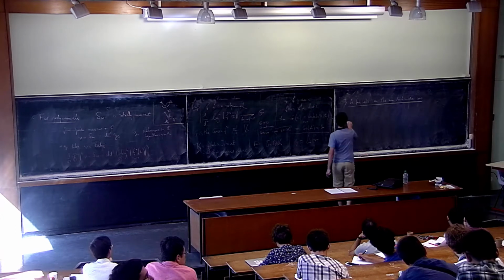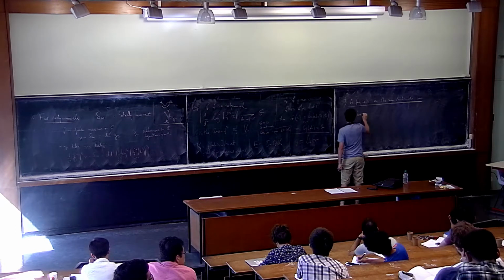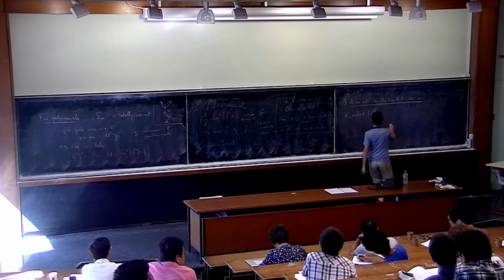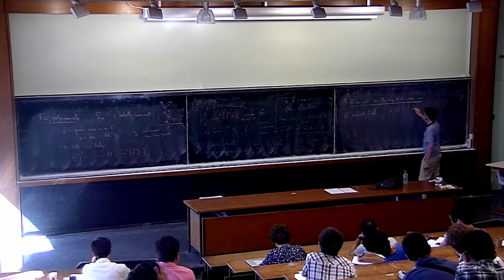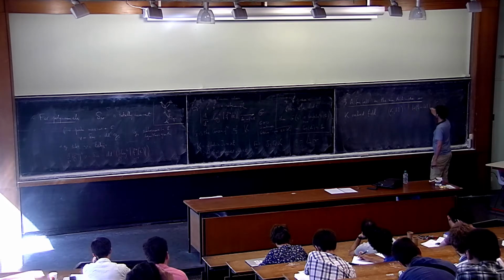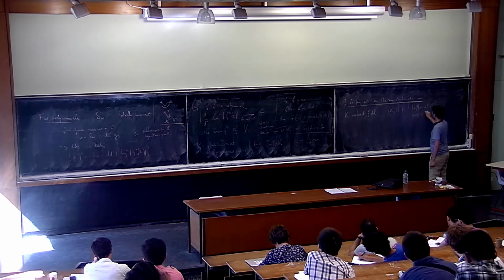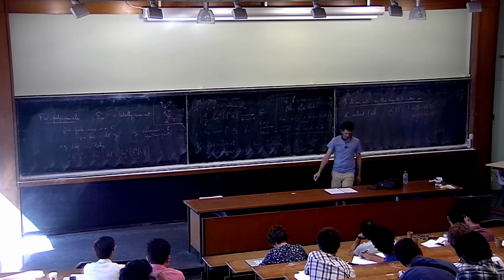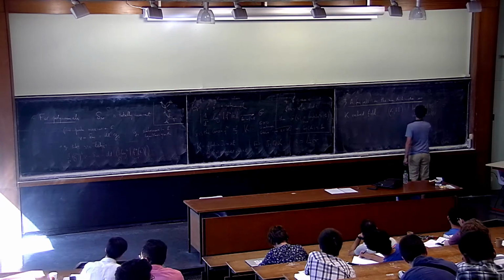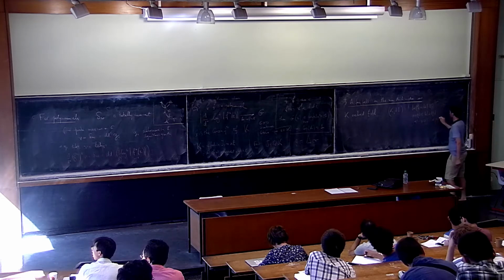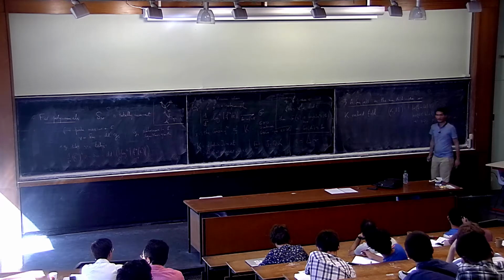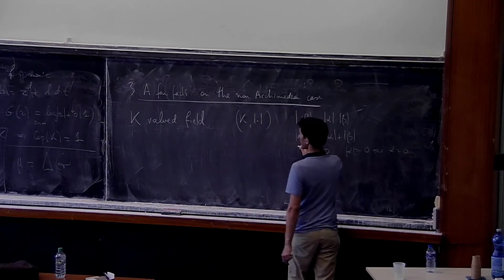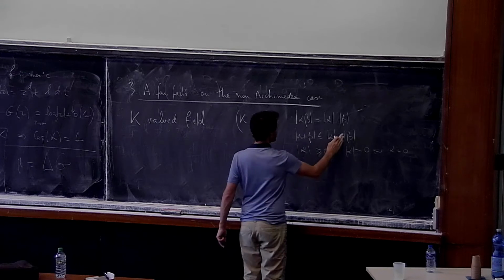So if you take any valued field, so it's a field endowed with some absolute value which satisfies the usual axioms. And maybe we have to assume that 0 is mapped to 0. No, 0. Sorry. So you know that in some cases it is interesting to look at non-Archimedean valued field. So let's say it's non-Archimedean.